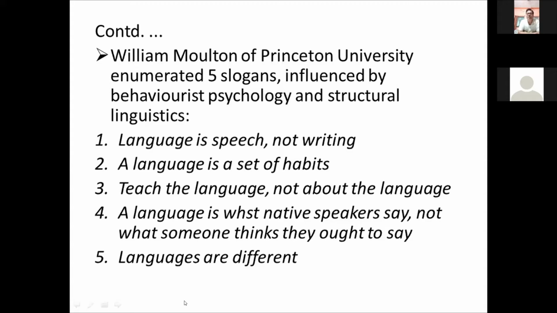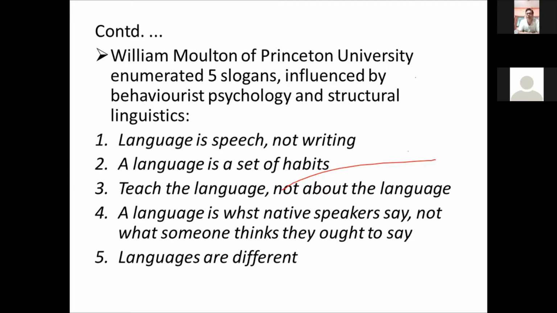The third slogan is teach the language, not about the language. We need to teach the students the language. Our focus should not be to make the students knowledgeable about the language. The primary purpose of language learning is to apply the language in everyday discourse. So we need to teach the language, not about the language.